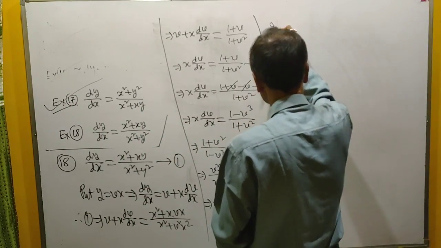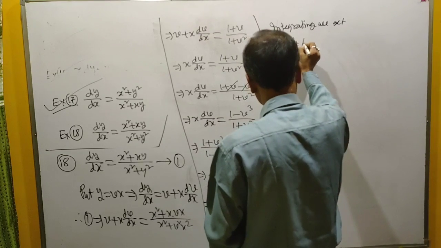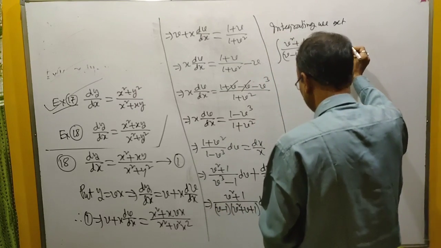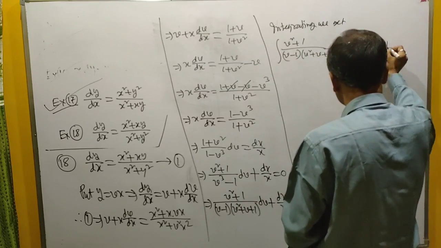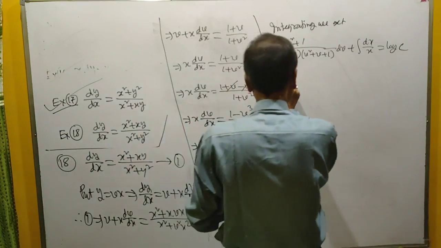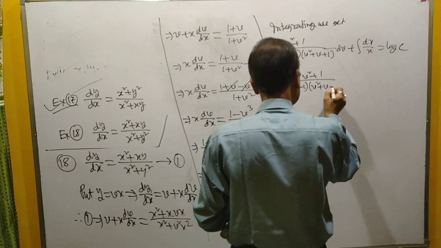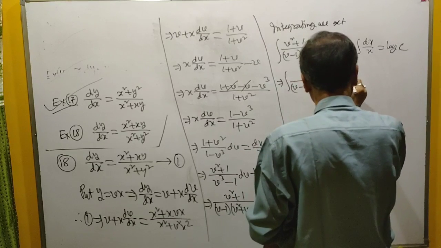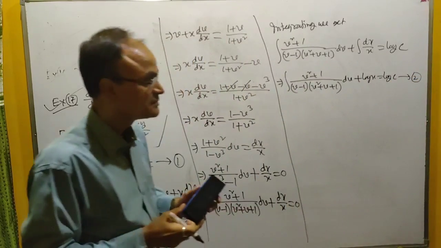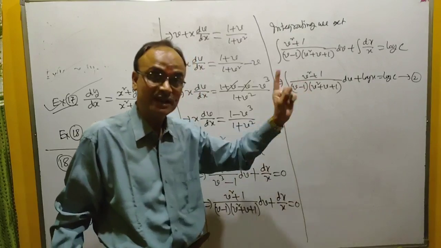Integrating we get, integration (v square plus 1) divided by (v minus 1)(v square plus v plus 1) dv plus integration dx by x equal to log of c, where log c is the constant of integration. Or you may write integration (v square plus 1) over (v minus 1)(v square plus v plus 1) dv plus log x equal to log of c. Suppose this is number 2.